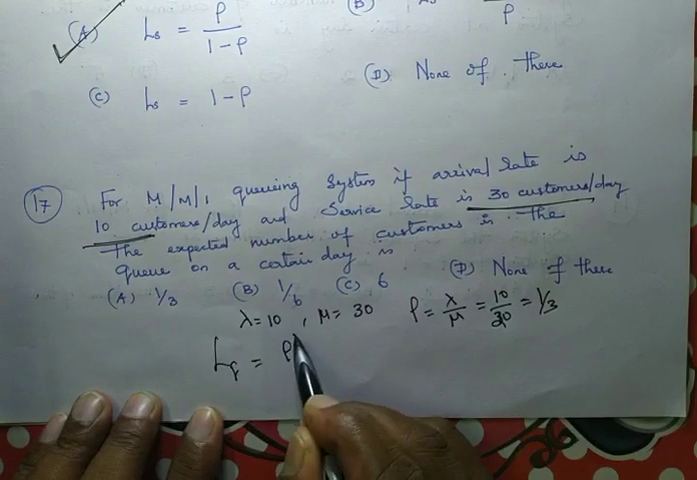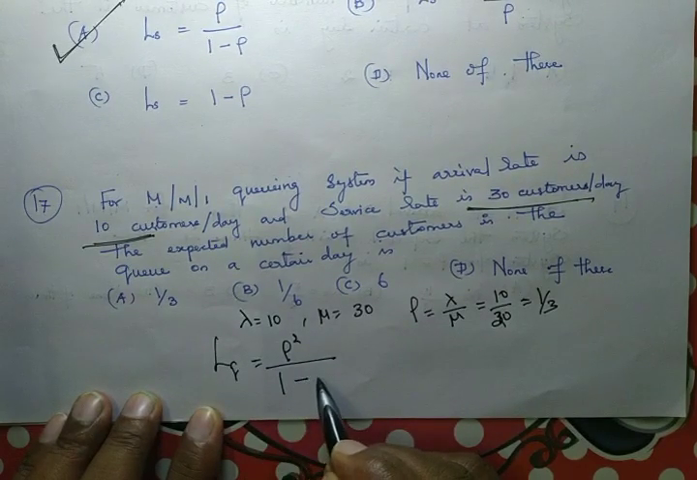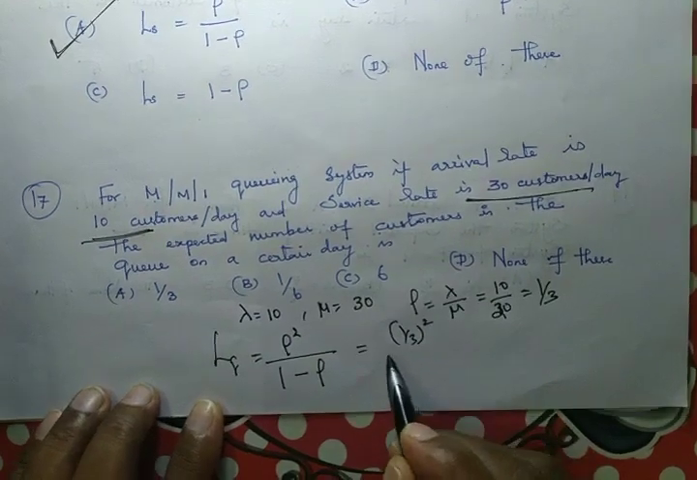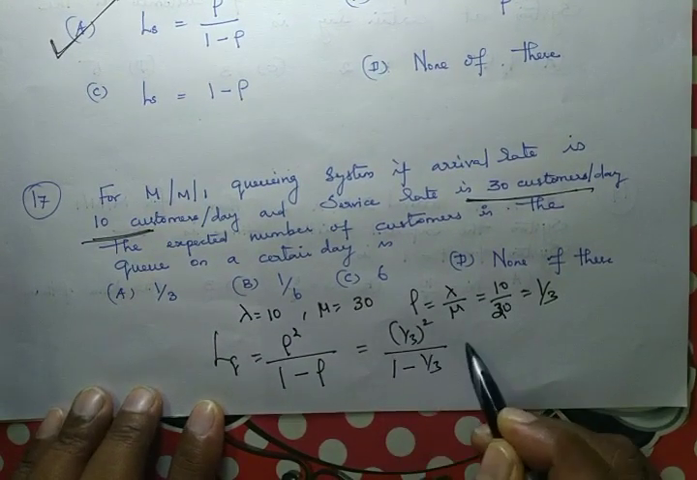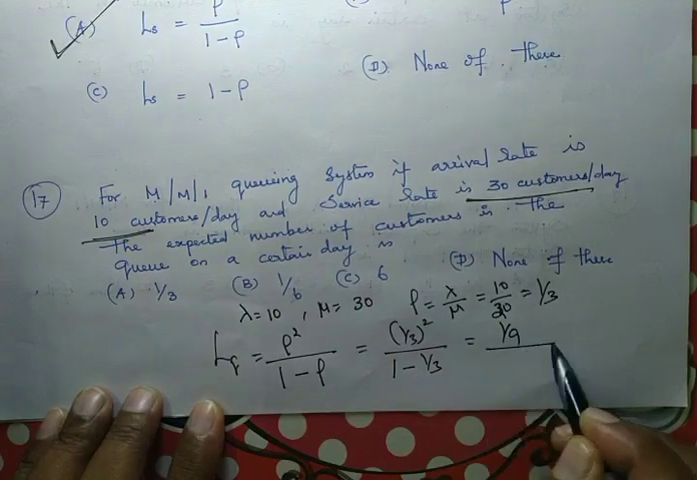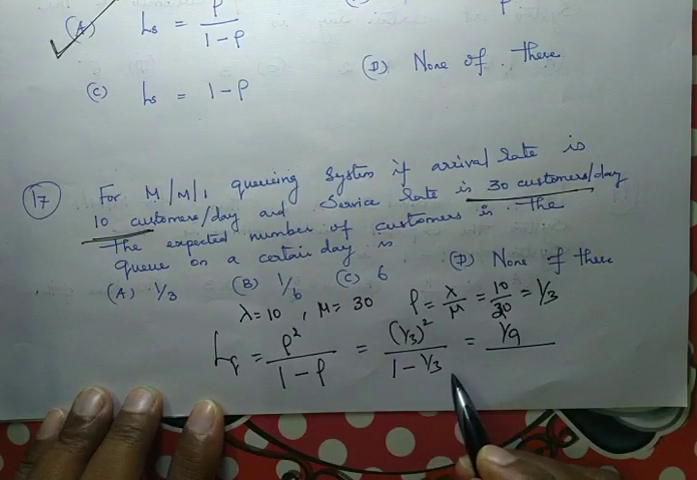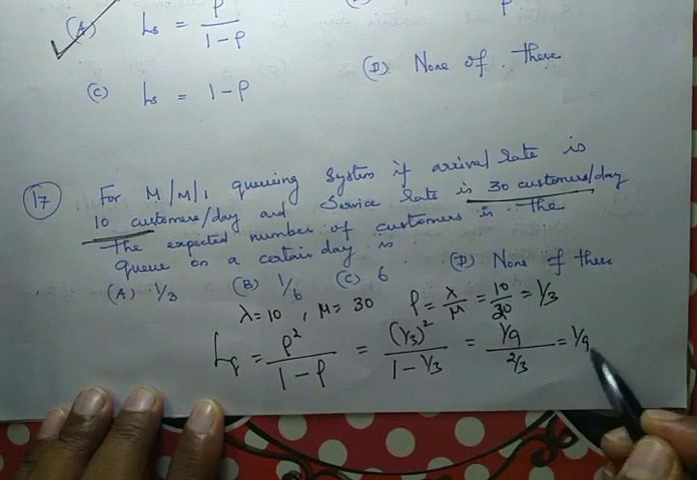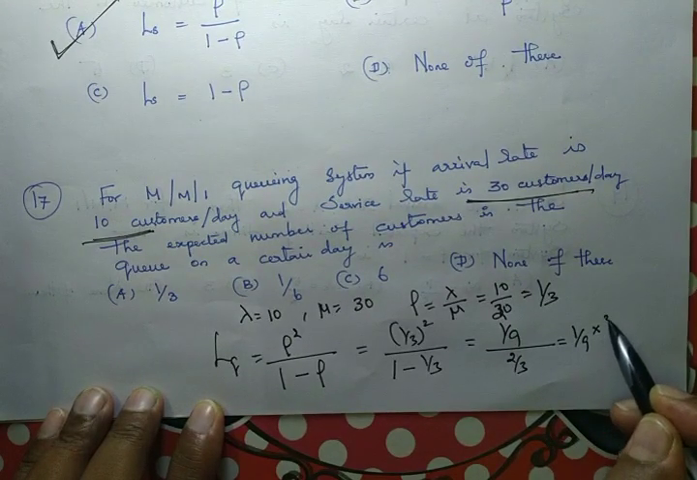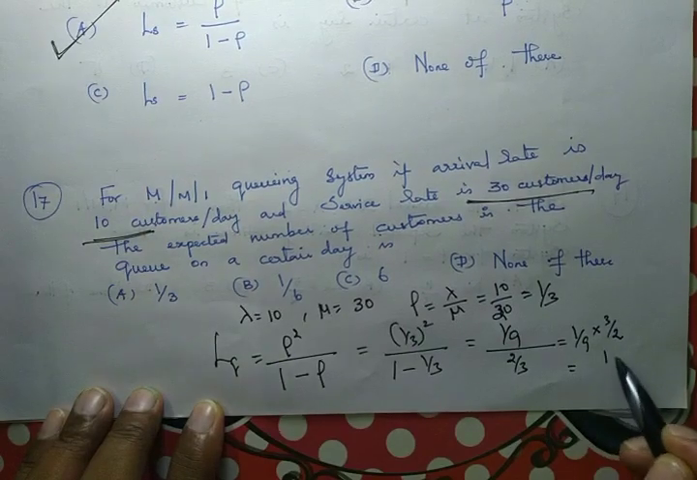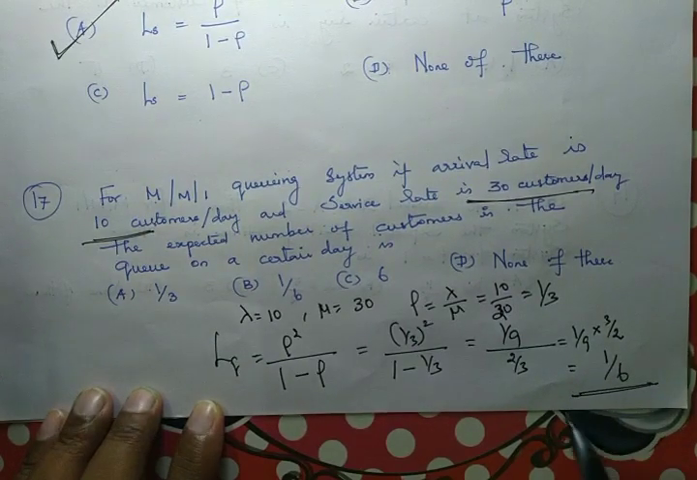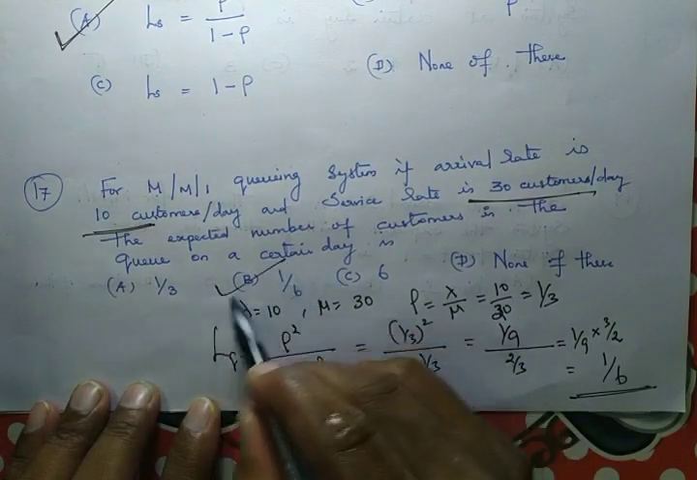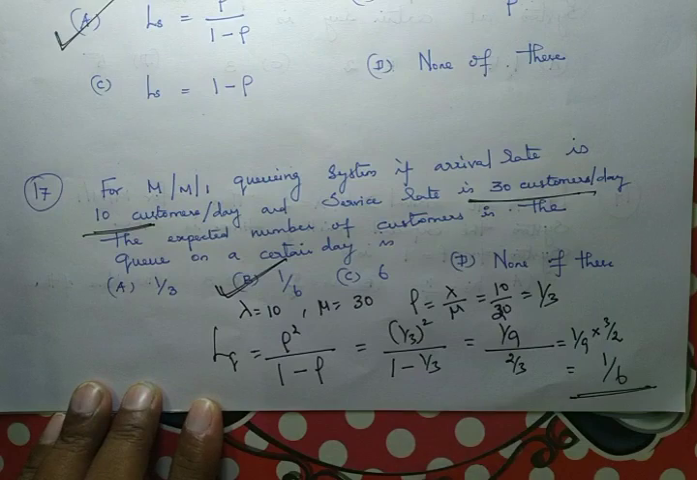LQ equals rho squared divided by 1 minus rho. Therefore, 1 by 3 the whole square, divided by 1 minus 1 by 3. That is 1 by 9 divided by (3 minus 1) by 3, which is 2 by 3. So 1 by 9 times 3 by 2 gives 1 by 6. Therefore LQ is 1 by 6, the right answer to this given problem.